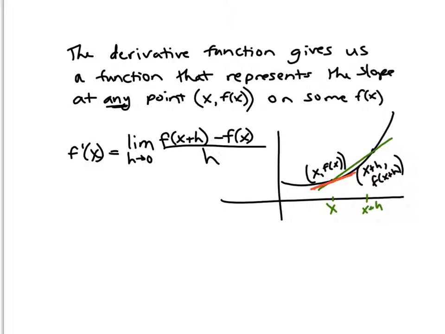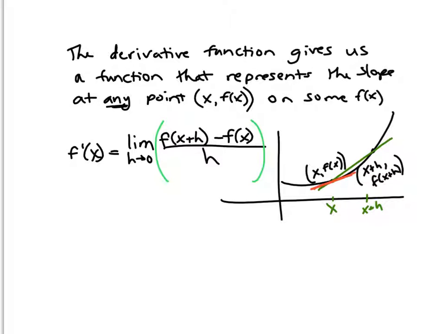So I've got a picture on the screen that should look familiar to you, and I just want to remind you that when we're looking at the inside of that limit statement, that fraction there that we call the difference quotient, that is representing the slope of this secant line, the slope between the 2 points (x, f(x)) and (x+h, f(x+h)).